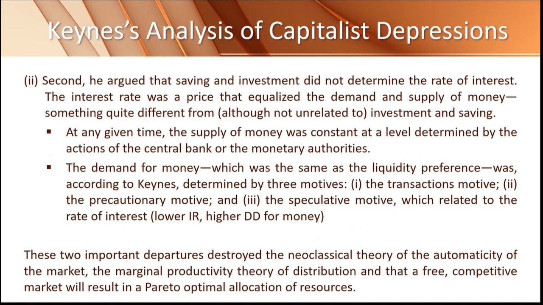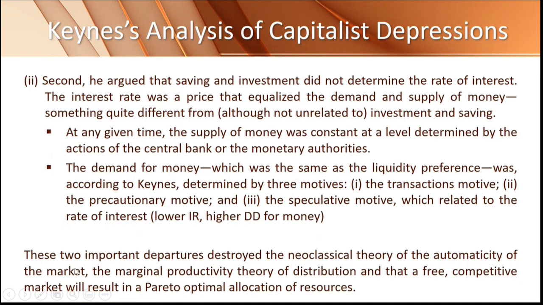Because it's assumed to be determined by the central bank. The demand for money, which was the same as liquidity preference, was according to Keynes determined by three motives, right? Just as you already studied in your macroeconomics 1: the transaction motive, the precaution motive, and the speculative motive. Only the speculative motive is related to the rate of interest.